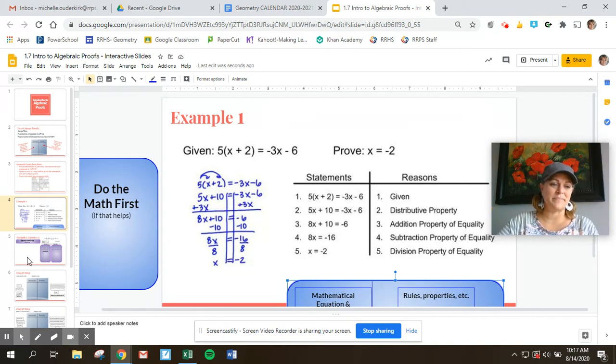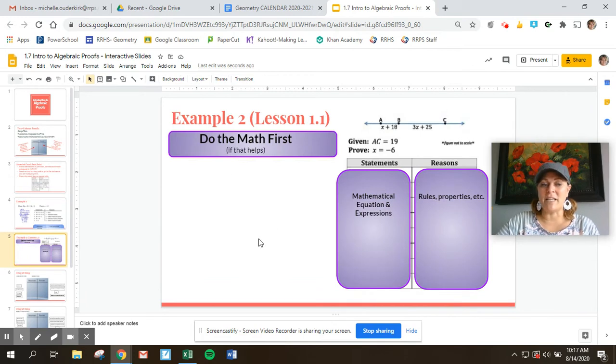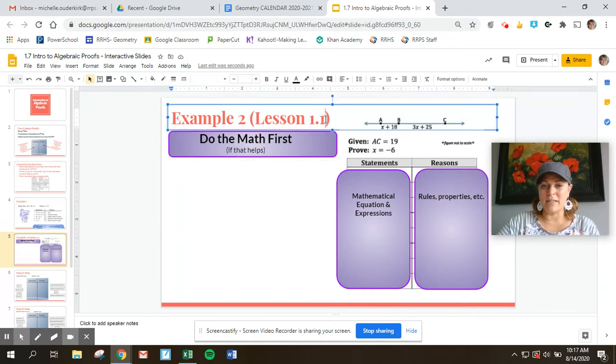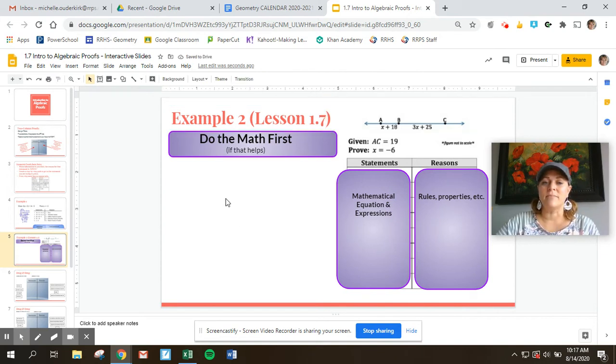Here's another one. I left a space for you on lesson, I believe it's actually 1.7, sorry. Example 2 on 1.7. I gave a spot for you to do the math first. Just like we did on that last example, having the math there helped you know what steps to do next. So do the math. Give yourself some space. You can type it in. You can handwrite it on your paper, but do the math first.